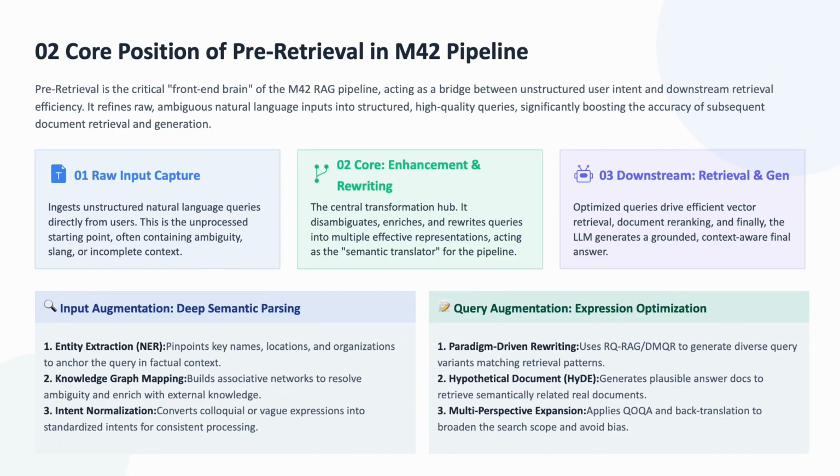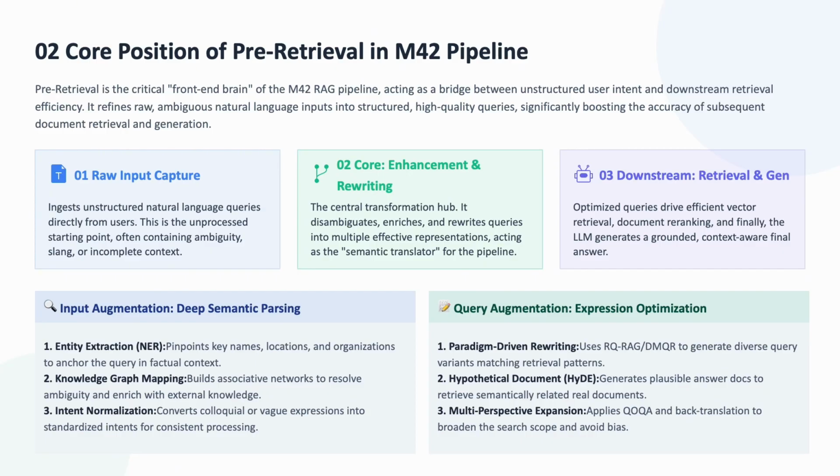For query augmentation, we deploy multiple expression optimization strategies. Paradigm-driven rewriting uses our QRAG and DMQR to generate diverse query variants matching vector retrieval patterns. Hypothetical document embedding, or HyDE, generates plausible simulated answer texts to retrieve semantically matching real knowledge documents. Multi-perspective expansion leverages QOQA and back translation to broaden search coverage and avoid one-sided retrieval bias.